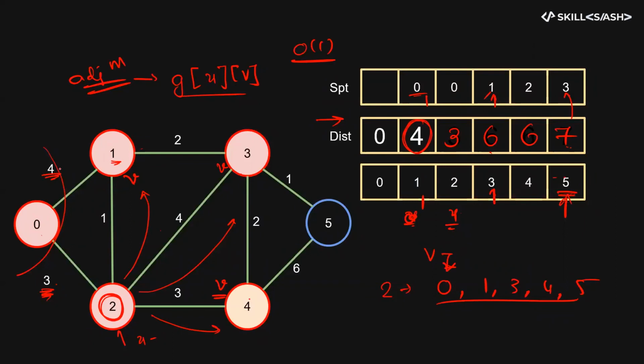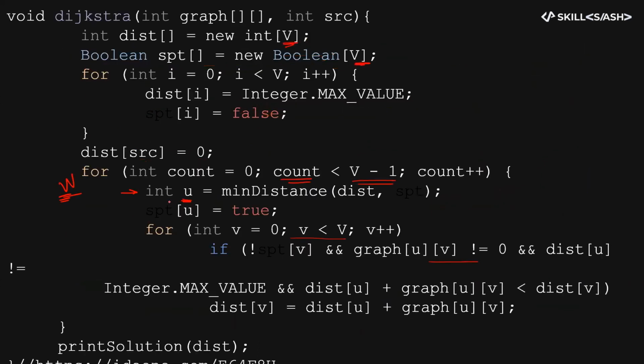From 0 to 1 I can reach into 4, and from 0 to 2 I can reach into 3, which is the next node that I have to pick up. I have to pick up the one with the least edge, 3. So that is U. Okay.